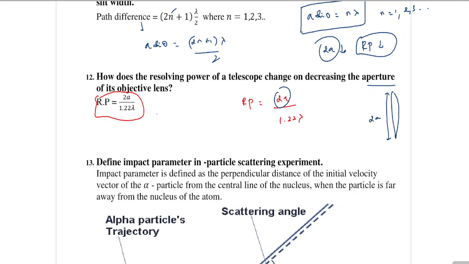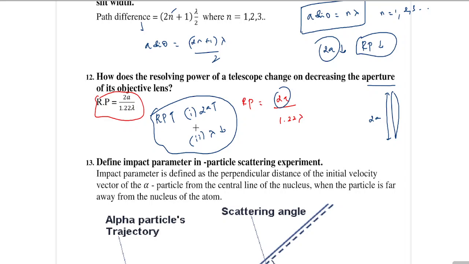So if we need to increase resolving power, there are two possibilities. One is we need to increase the aperture. Second thing is we need to decrease the wavelength because it goes inversely. Even this could be asked as a 2-mark question.